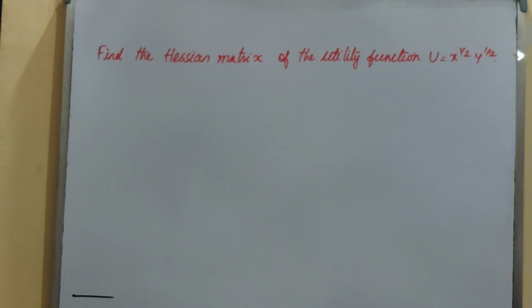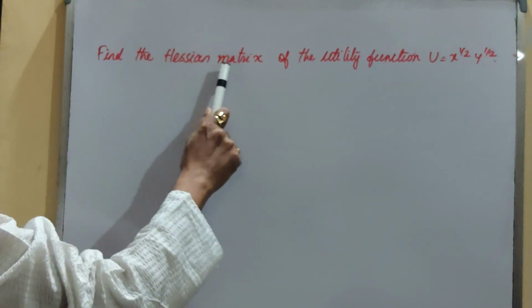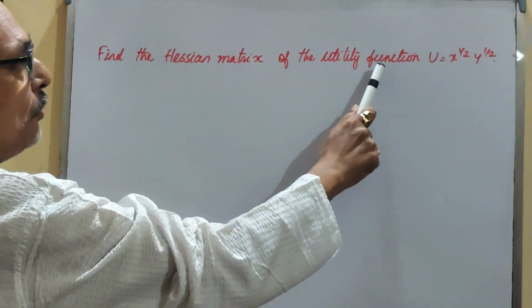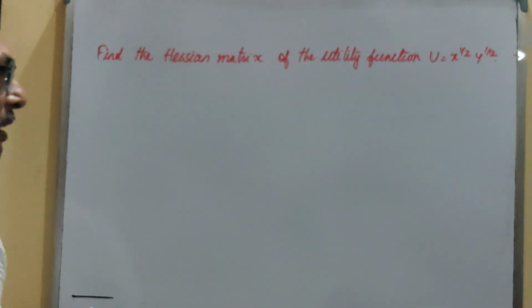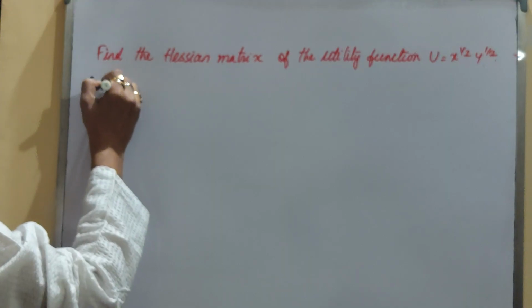Hello, in this video we want to solve this question. This question is from Mathematics for Economics. The question is, find the Hessian matrix of the utility function u equals x to the power half y to the power half. Solution.